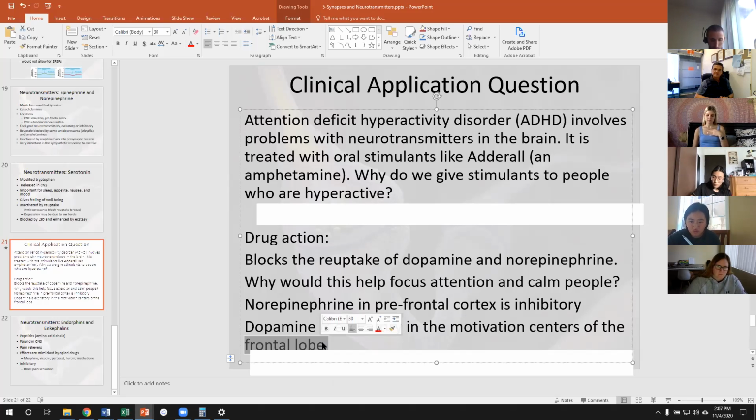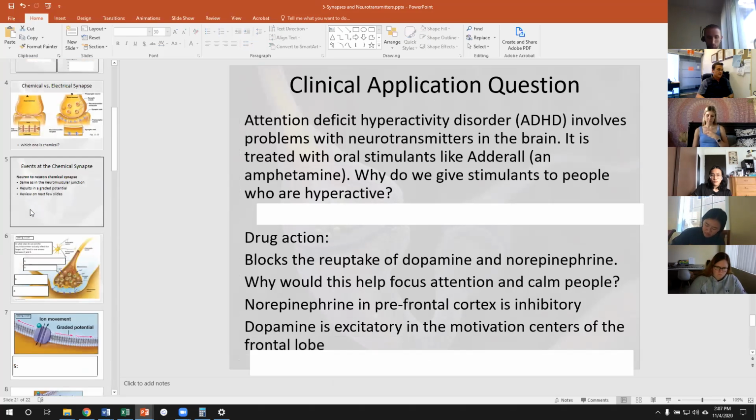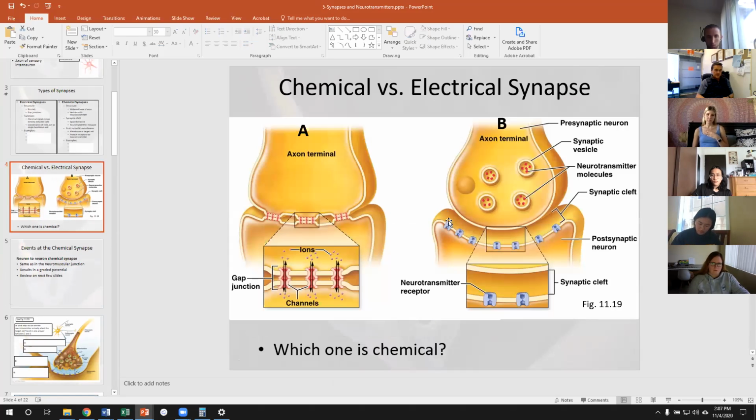I had a quick question on the chemical synapse. Do we need to know the neurotransmitter that's going from neuron to neuron there? Like right here, you mean?